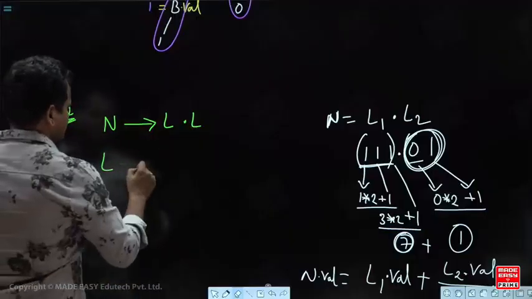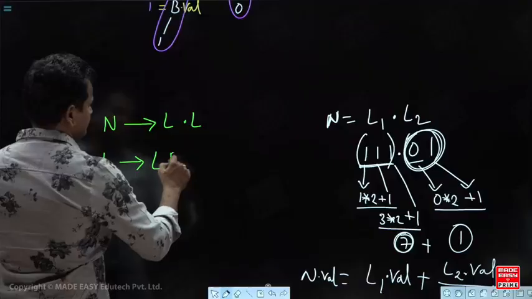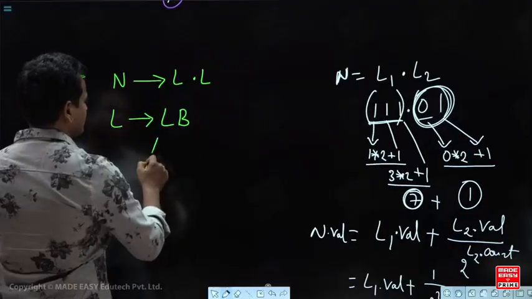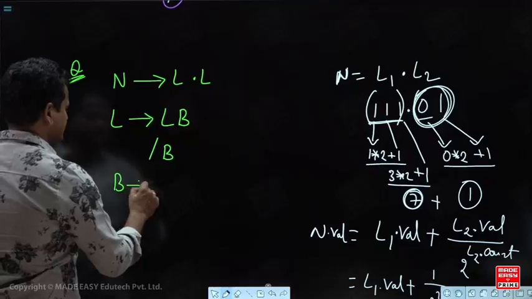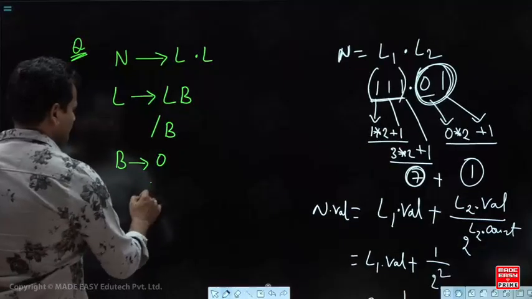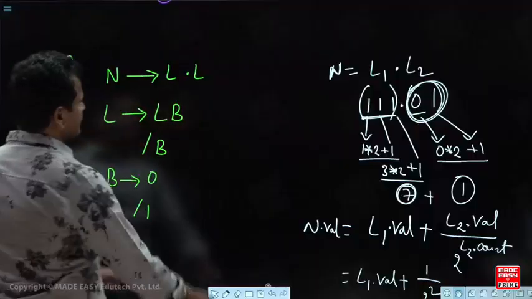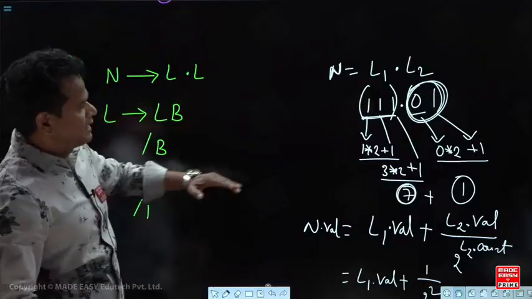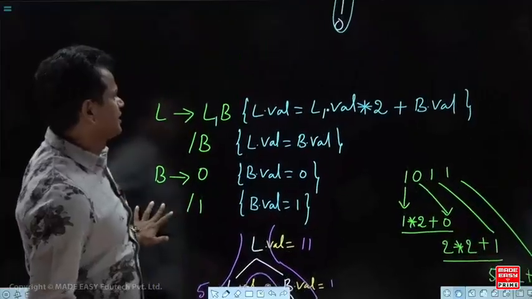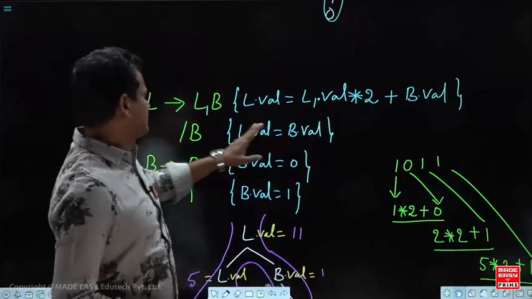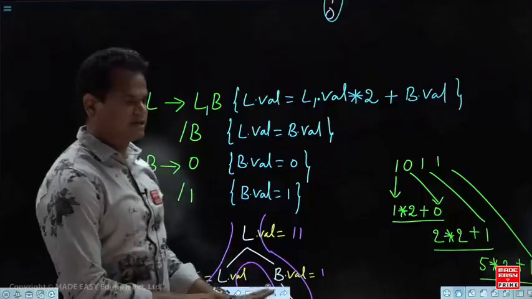Next, L derives LB or B. B derives 0 or 1. Are you following? Now, converting binary into decimal, this is the only formula: L dot value equals L1 dot value into 2 plus B dot value. The same here also I do.